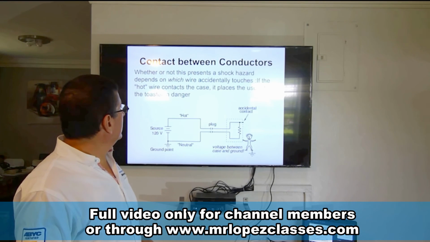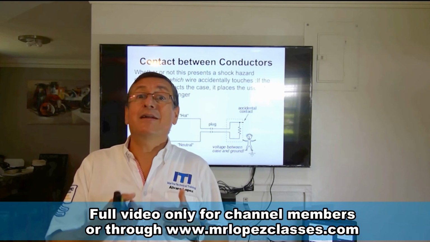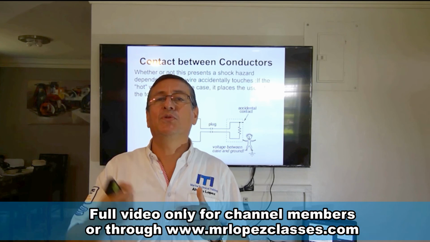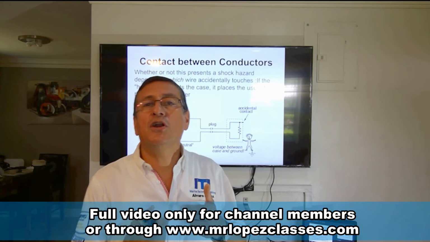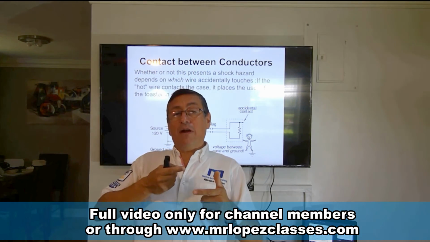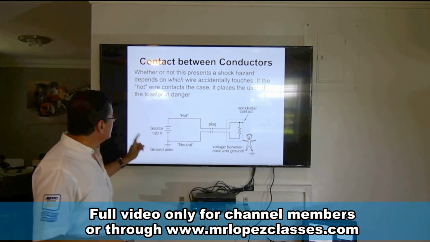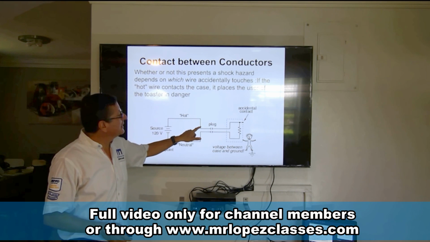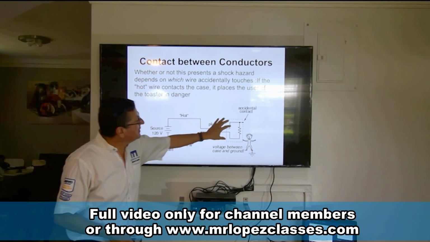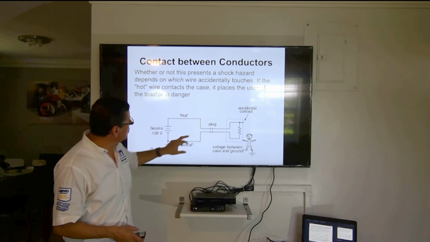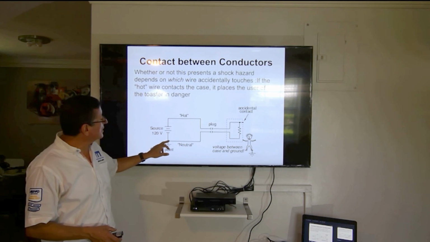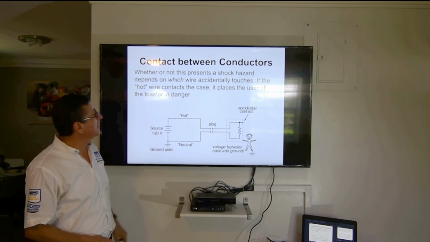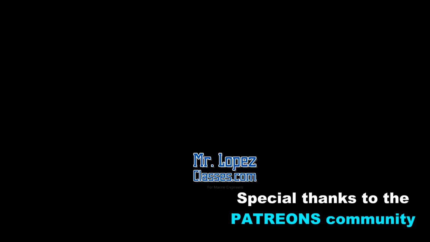And don't forget that the neutral is the return of the current. The neutral is the return to the source of the power and finishes in the ground. For that reason, look, this is the source of the power. This is the hot line. This is the equipment, this is the motor, and the return is the neutral. At the source of the power, the neutral and the ground are together.